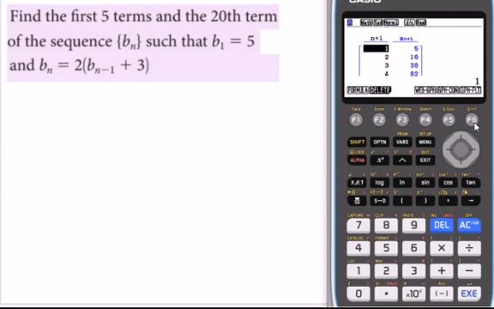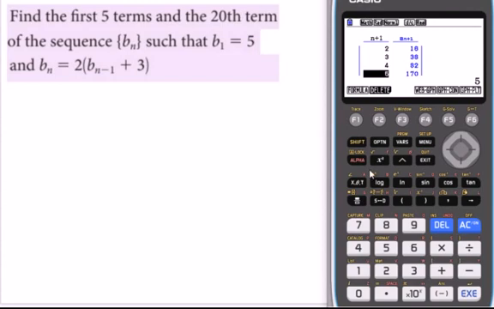So then it gives you the table. The first term is 5. You should check if it looks right. So if I add on 3 to 5 and then double, do I get 16? Yes. If I add on 3 to 16, that's 19, and double, I get 38. Yes. If I add on 3 to 38, I get 41, double 82. So it looks right. So the first 5 terms are 5, 16, 38, 82, and 170.